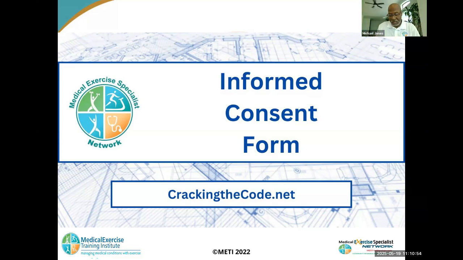If you're one of our MESs, that's exactly what we trained you for. Our exercises are based on current physical abilities and adapted to individual medical needs. Now, that's why you have to do an assessment first and determine the client's functional deficits. The program may include cardiovascular training, resistance training, flexibility, balance, and functional mobility exercises.